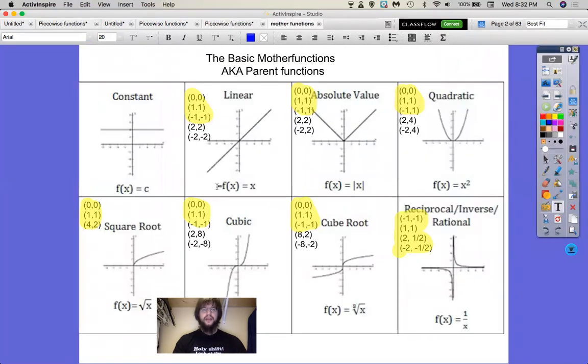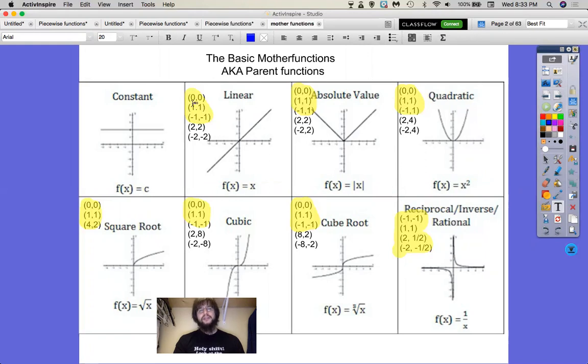There we go. These are your basic mother functions. You're going to need to know these. There's just no getting around it. You got to know what they look like. You got to know, okay, I've got y equals a number. That's a horizontal line. You just got to know it. I've got a linear equation. You should be familiar with that one by now.